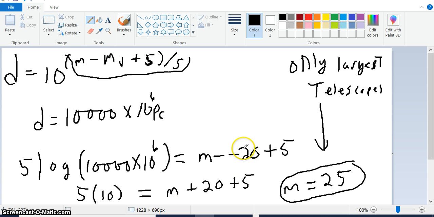Because that's the absolute magnitude of a supernova that had a luminosity of 10 to the 10th times the luminosity of the sun, plus 5, and that plus 5 is normally part of the problem. It has nothing to do with the magnitude of the sun. All right, anyhow, when you do that, you get 50 equals little m plus 25, and so you subtract 25 from both sides, and then you get the apparent magnitude. So that's the apparent magnitude of this supernova.